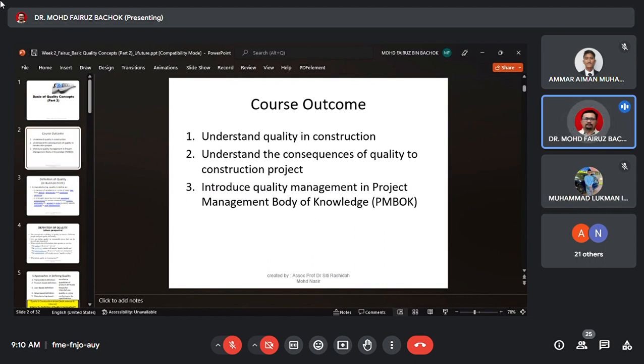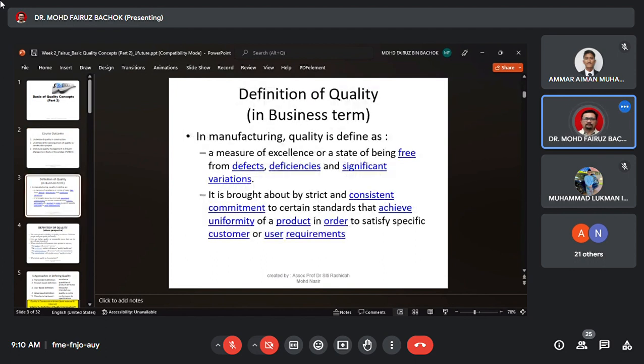We start with the definition of quality in business terms. In manufacturing, quality is defined as a measure of excellence, a state of being free from defects, deficiency, and significant variation. The product should be consistent. While we produce a product or service, it should be consistent, not in variation. It means if you produce a product, the dimension from one product to another should be equal. The performance also should be similar. They mean there's no significant variation, the difference between one product and another should be consistent.